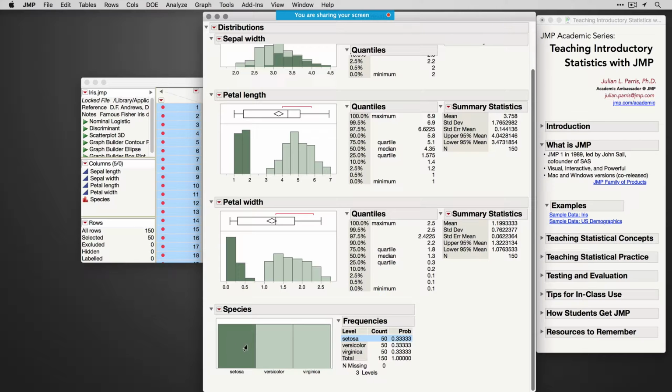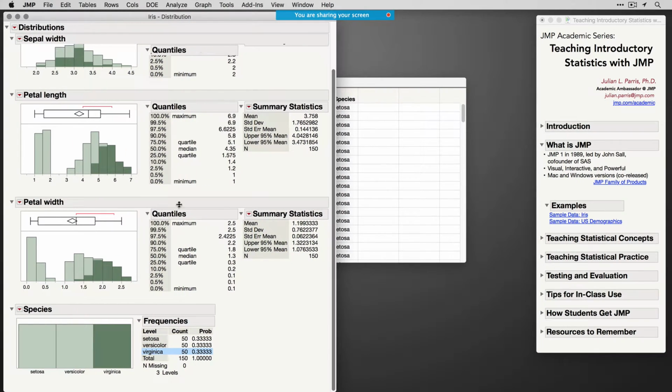They're also highlighted in every other graph. So I can click between the different species and see those observations in different distributions. So JMP works differently than other software. It's interactive, it's visual, and it lets us explore our data by clicking and dragging.